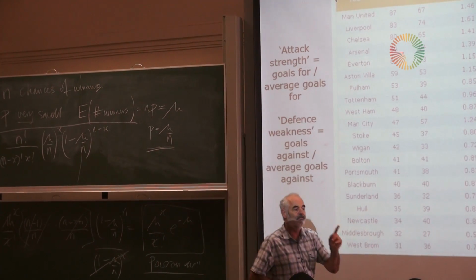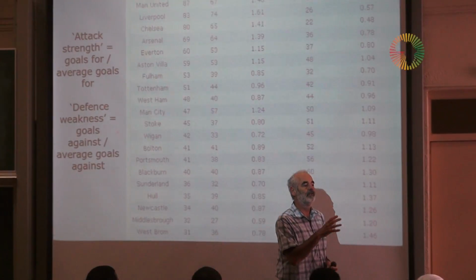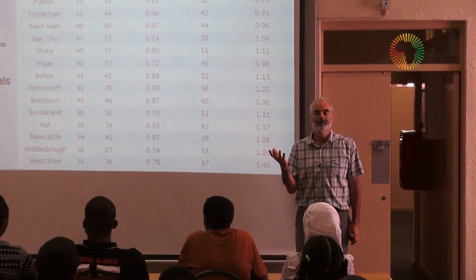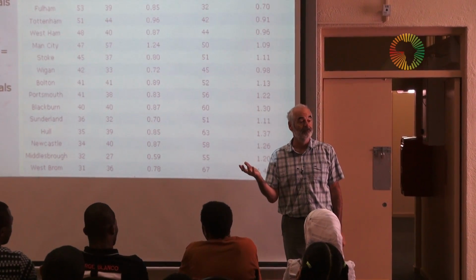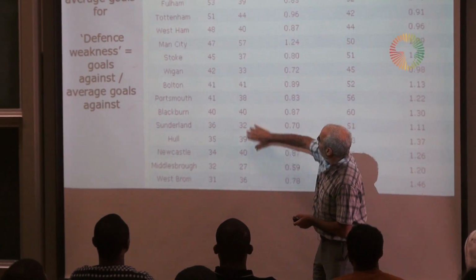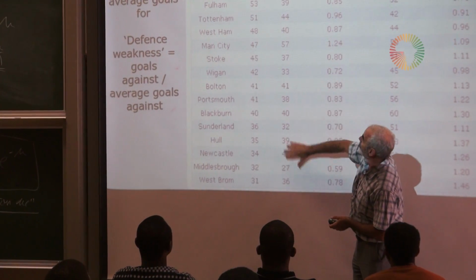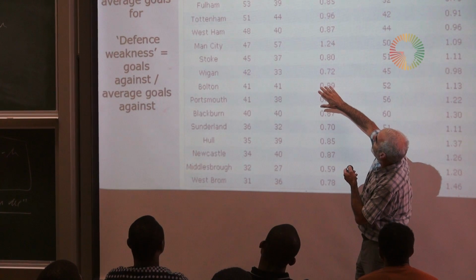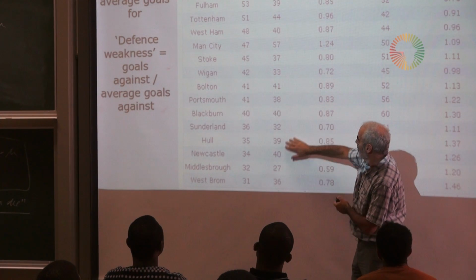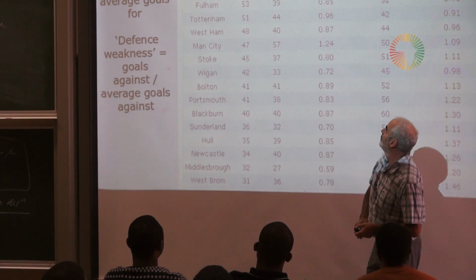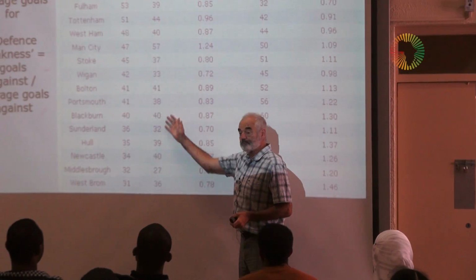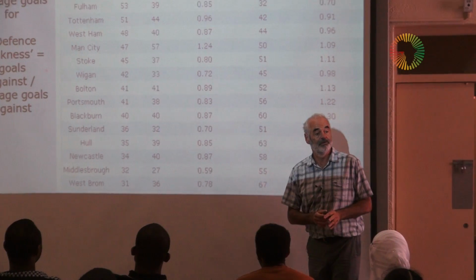Now, if you wanted to summarize how good a team's attack was, what's the simplest measure? Just how many goals they score. So what they did is look at how many goals each team has scored. So Manchester United had scored 67, Liverpool had scored the most, 74, right down to poor old Middlesbrough, only 27. And the average is 46. So the average number of goals is 46.